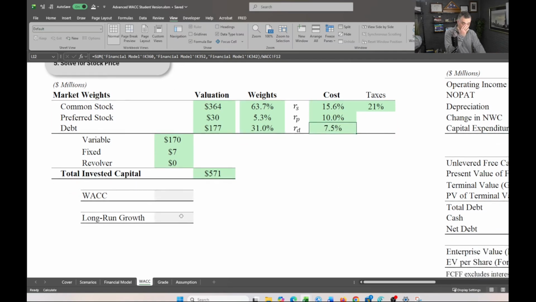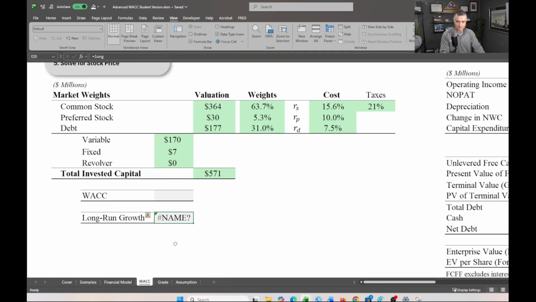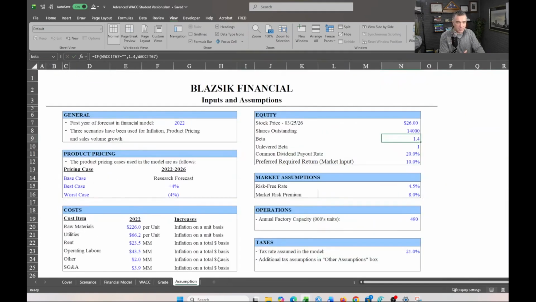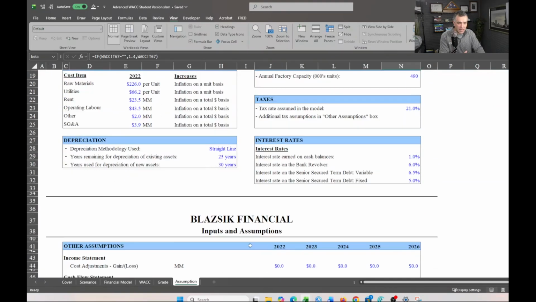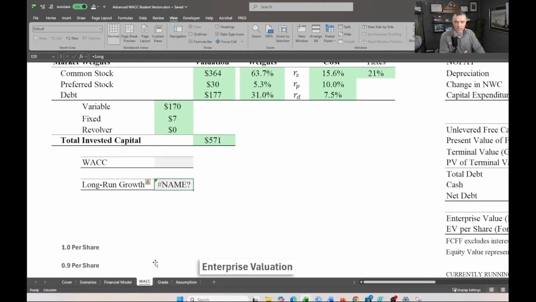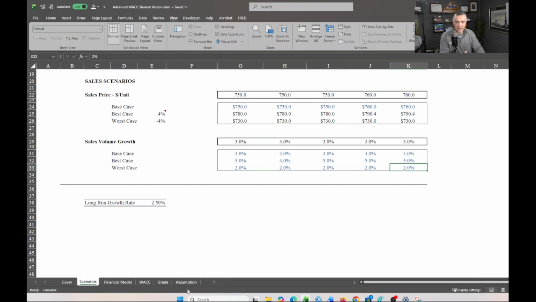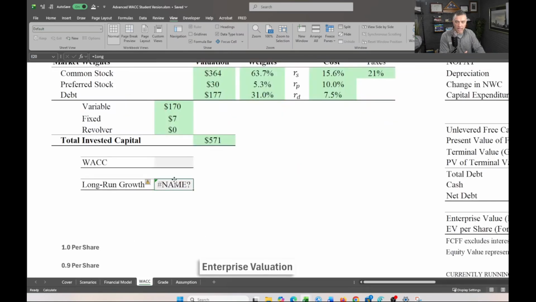All right, a couple more things we want to do. I'm going to bring in the long run growth. Oh, that's not popping up. Let me check something really quick on our assumptions. You know what? I think I put it down in our scenario page as 2.5. So what I'm going to do is go back to WACC. I'm going to hit equals.